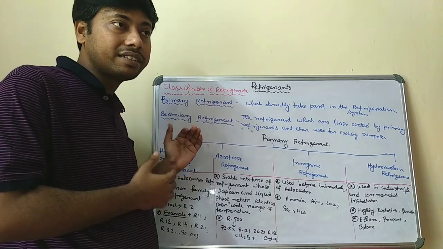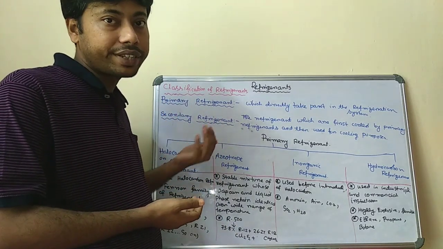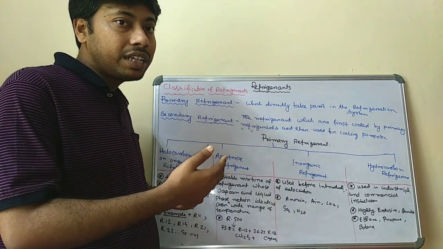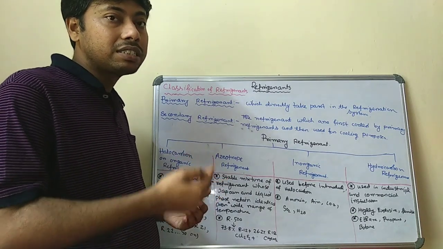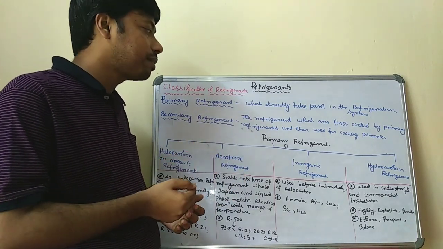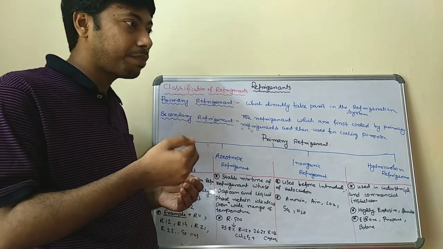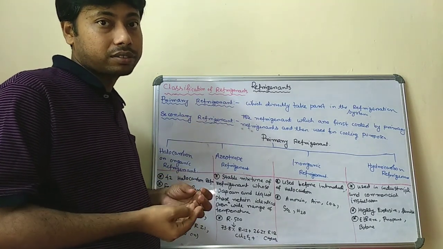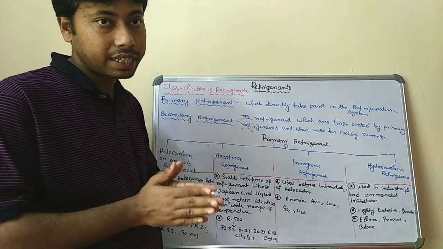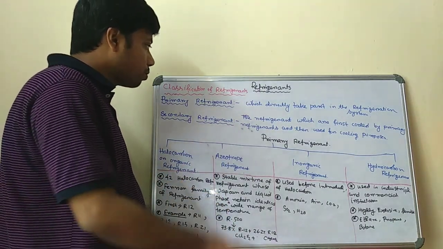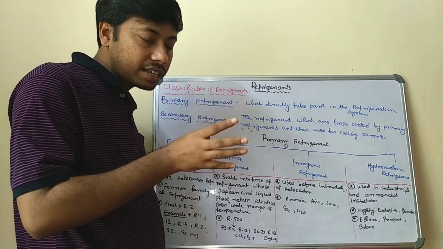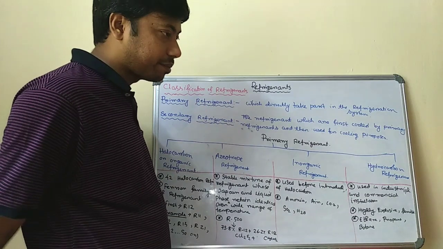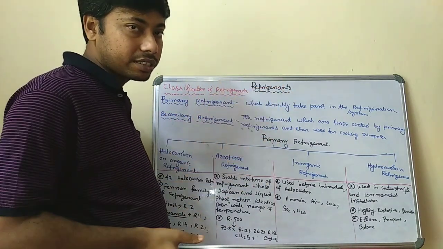So primary and secondary. Depending on the working function, you can divide the refrigerant into two types. In primary refrigerant, the refrigerant takes part in the refrigeration system directly, and secondary refrigerants take part in the refrigeration system after the primary refrigerant works. So this is the difference between primary and secondary refrigerant. Now, as you know, in the VCR cycle, the refrigerant used is basically primary refrigerant, because it directly takes part in the refrigeration system.